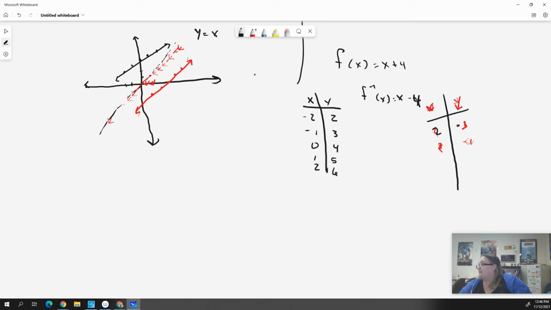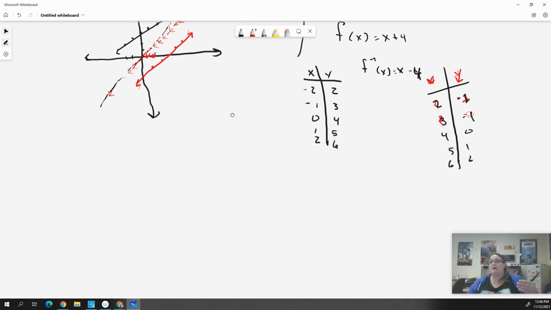2, -2, 3, -1, 4, 0, 5, 1, 6, 2 would be accurate points in the inverse. Their x, y values swap.